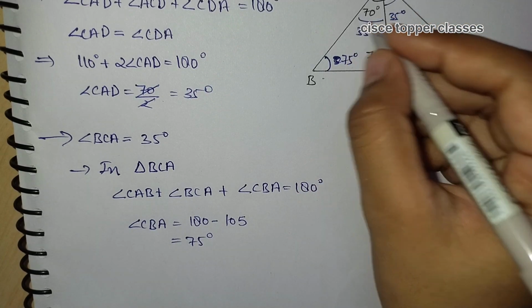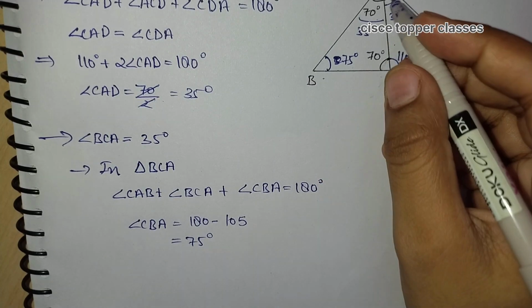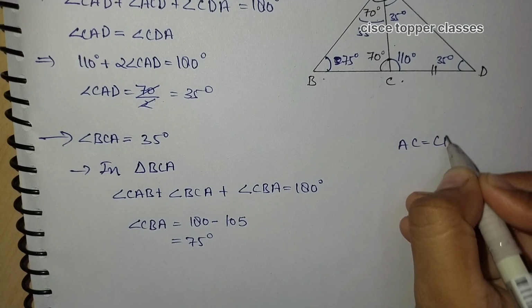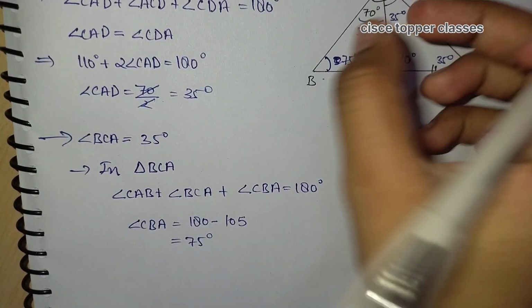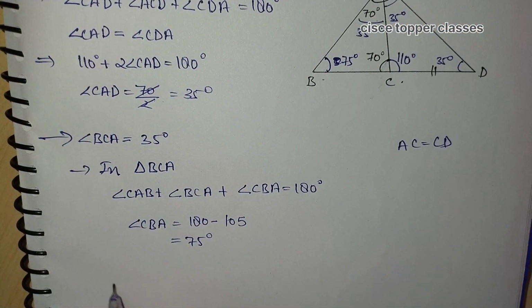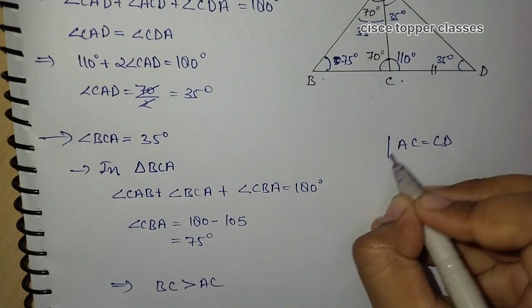So this is the small angle and this is the greater angle. We can see that AC here is greater and AC is equal to CD here. So we can simply write that BC is the lesser side because the angle opposite to it is less. This is 35 degrees. So we can conclude that BC is less than the opposite side, which is AC. And AC is equal to CD.